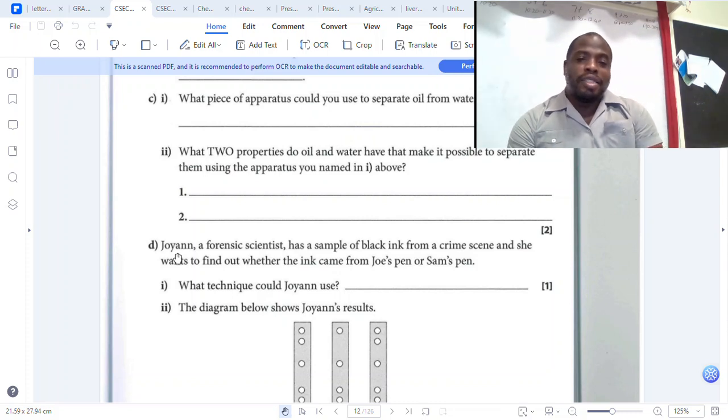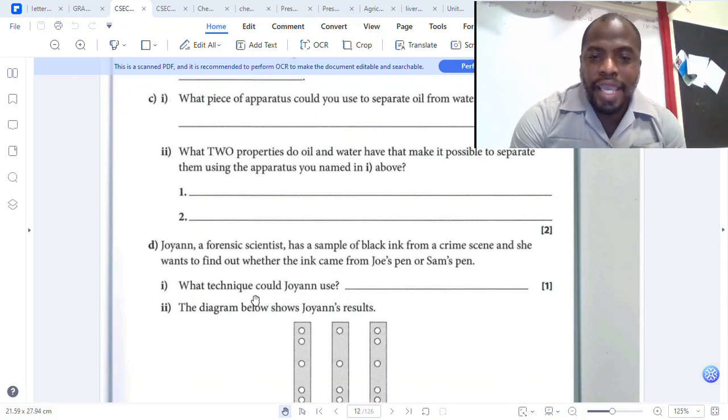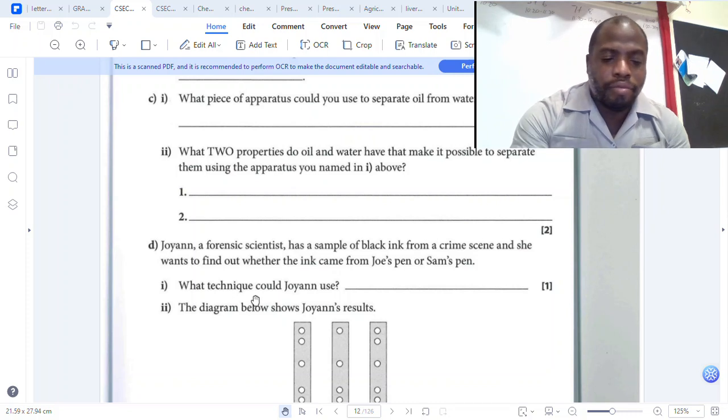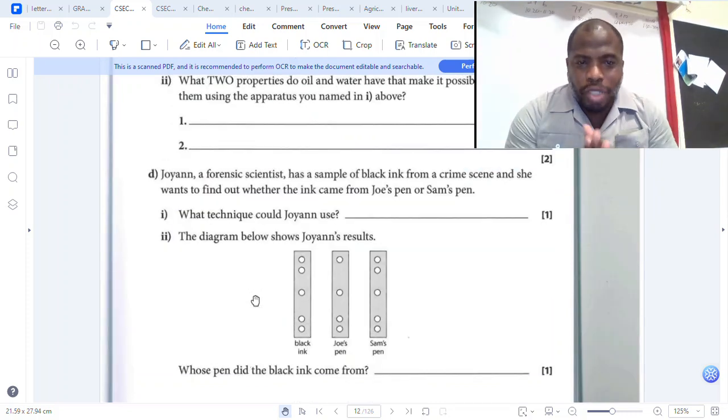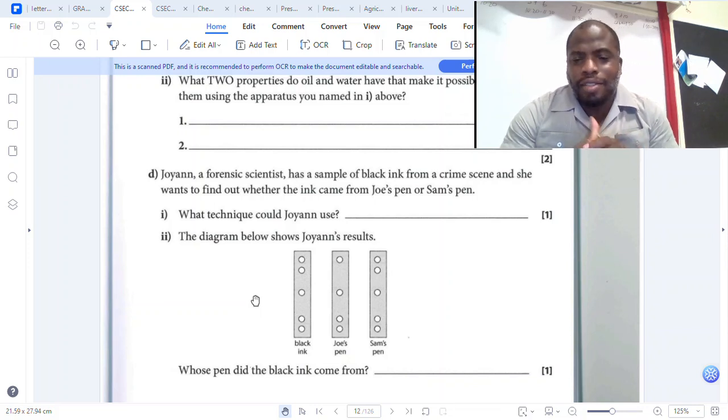Joanne, a forensic scientist, has a sample of black ink from a crime scene, and she wants to find out whether the ink came from Joe's pen or Sam's pen. So we realized that there's a crime that was committed.